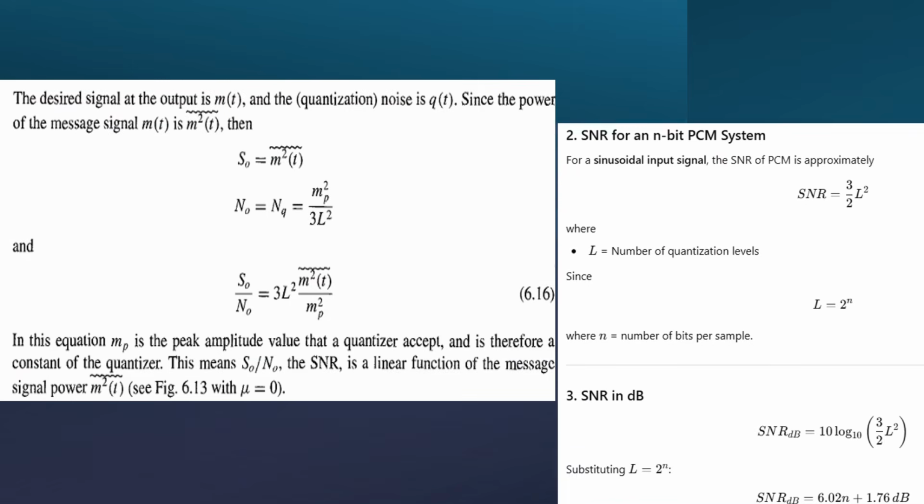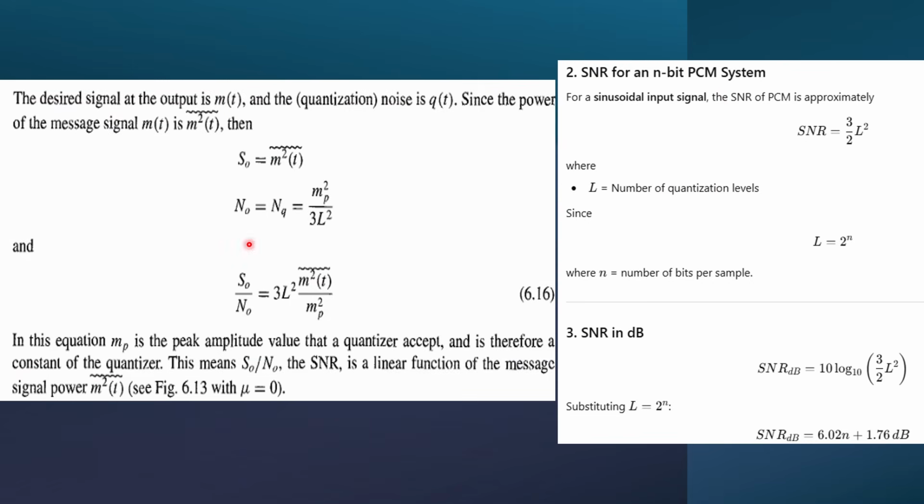So that is also called the quantization error, right? So here signal power is m square t, and noise power we already got. So SNR, that is signal to noise ratio, is signal divided by noise. So this will be the signal to noise ratio. For n-bit PCM, you can find SNR is equal to, since we already got 3 by 2 L square, right?